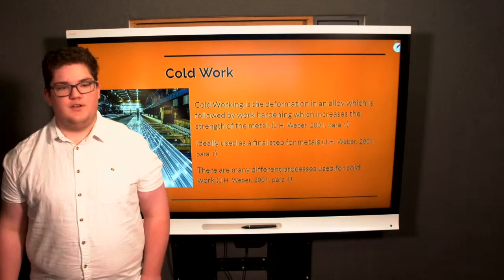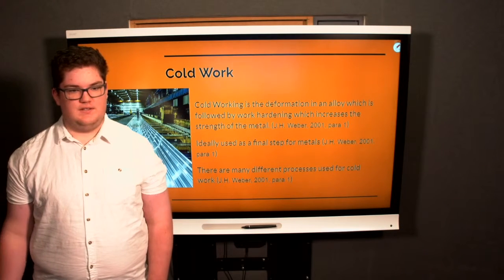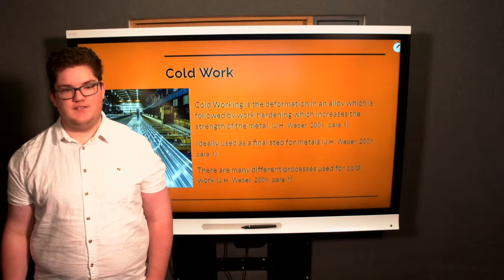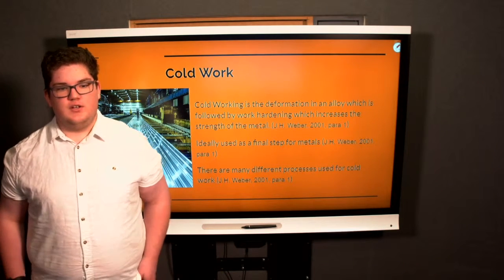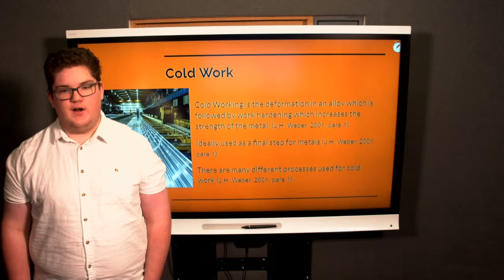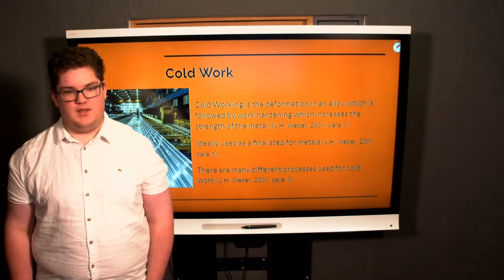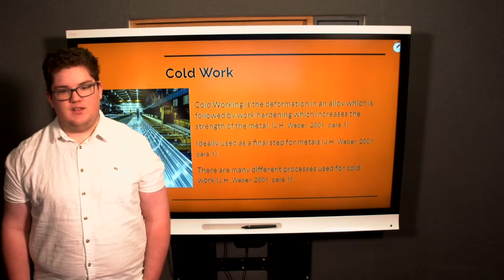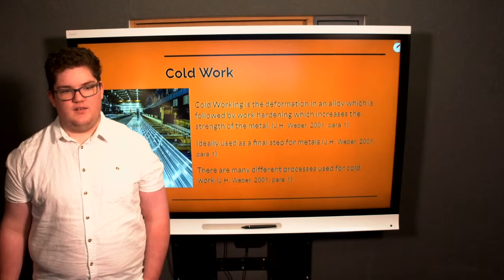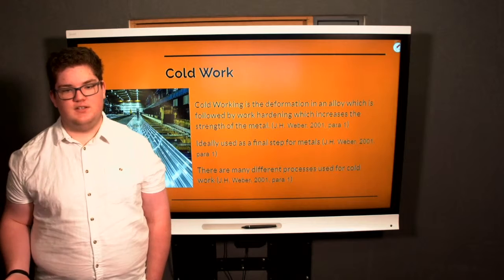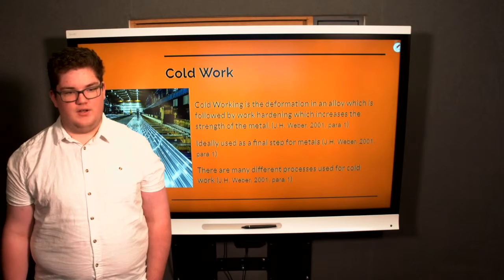So, cold work. The definition of cold working is the deformation in an alloy, which is followed by work hardening, which increases the strength of the material. Cold working is ideally used as a final step for a material when it needs tight dimensional tolerance and manipulation of the alloy. Adjusting the amount of deformation and the rate of deformation allows for the control of both the strength and the ductility of the alloy.